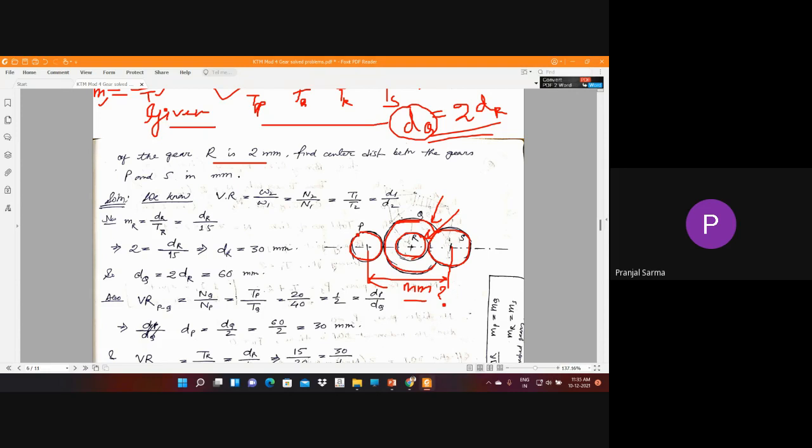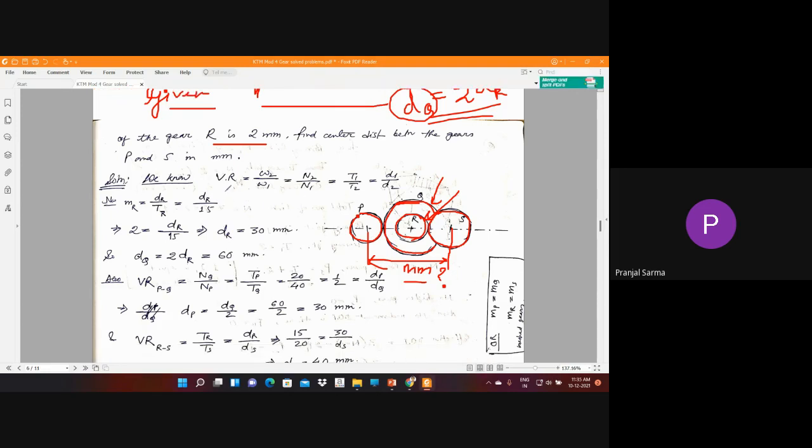So there also you can use. Okay, now we are solving like this. We know the velocity ratio can be written as n2 by n1, which is nothing but, in terms of the number of teeth, the reciprocal of that. That is T1 by T2, and we know that can also be written as d1 by d2. So that is your normal velocity ratio relation.